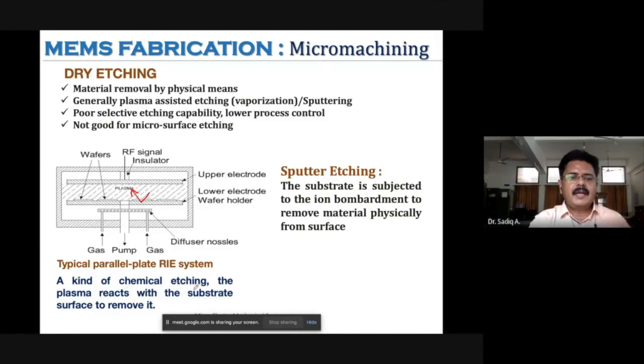In a kind of chemical etching, the plasma reacts with the substrate surface to remove it. So there is no chemical liquid used here. So we call it dry etching, but by chemical means. Sputtering can also be used for etching. That is, the substrate is subjected to ion bombardment to remove material physically from the surface. So if metal is removed from the surface, we call it micromachining. And if it is done without any chemical liquid, then we call it dry etching. Reactive ion etching and sputter etching are examples of physical means of etching.